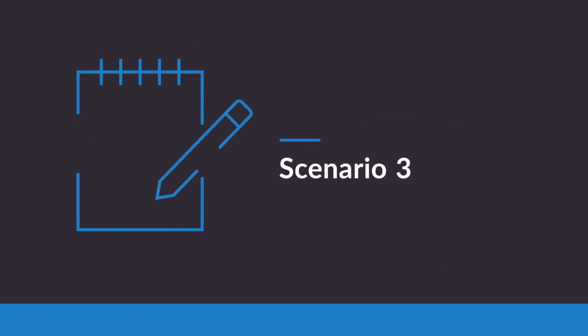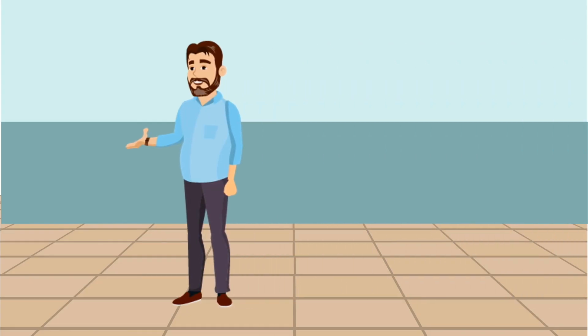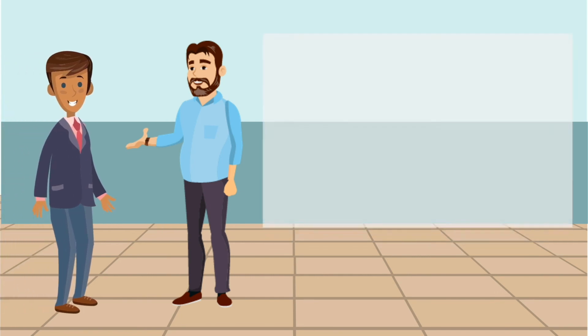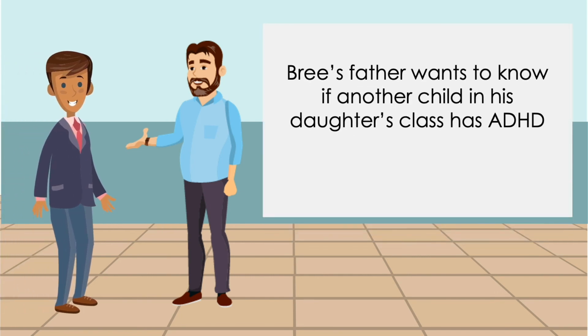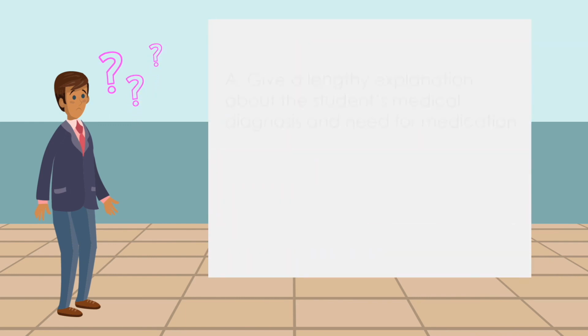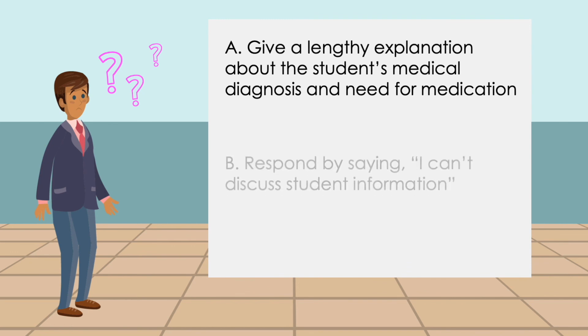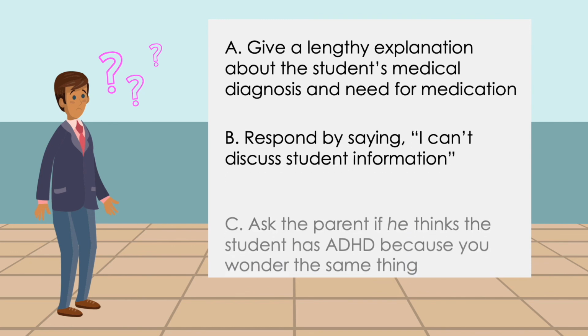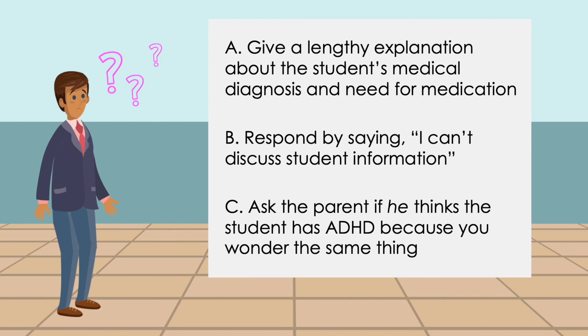Scenario 3. Bree's father asked the paraeducator if they think another child in the class has ADHD. What should the paraeducator do? How could the paraeducator respond without breaking confidentiality or FERPA? Should the paraeducator give a lengthy explanation about the student's medical diagnosis and need for medication? Respond by saying, "I can't discuss that student's information." Or ask the parent if he thinks the student has ADHD because you've wondered the same thing.